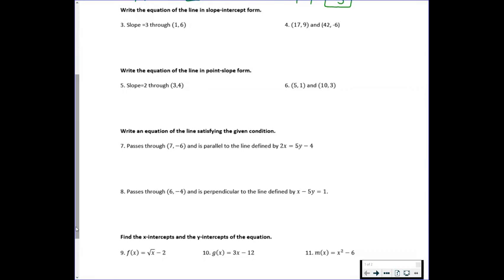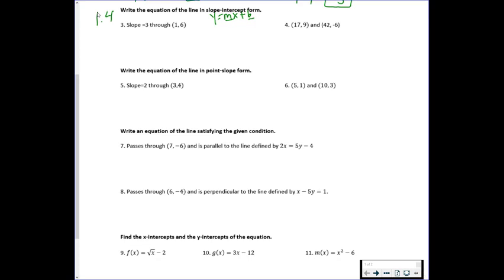The next problem we're going to look at says write the equation of the line in slope-intercept form. This is from section 1.4, so you can look back at that section if you need to. Slope-intercept form, what was the equation that we used for slope-intercept form? Right, y equals mx plus b. Remember, b represents the y-intercept, m represents the slope.